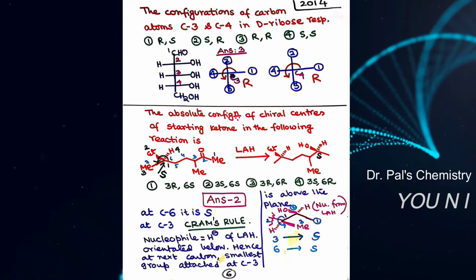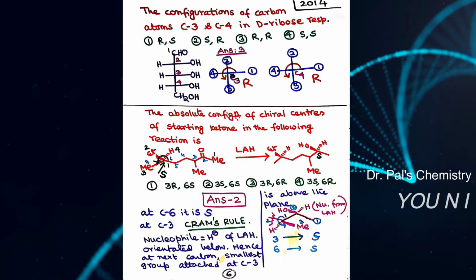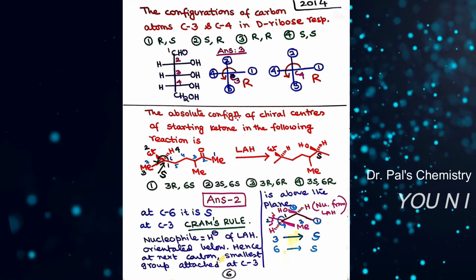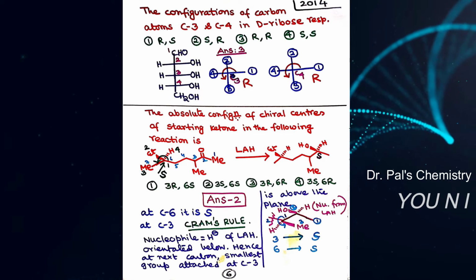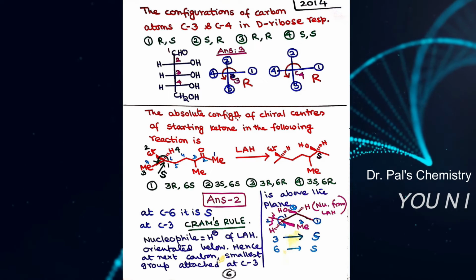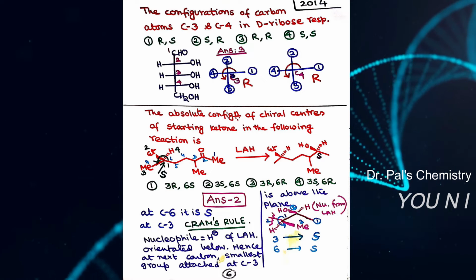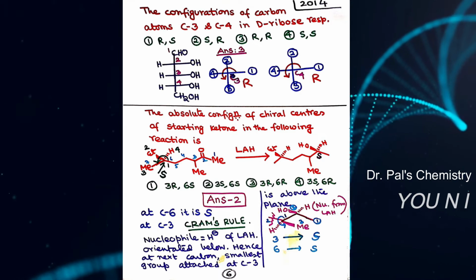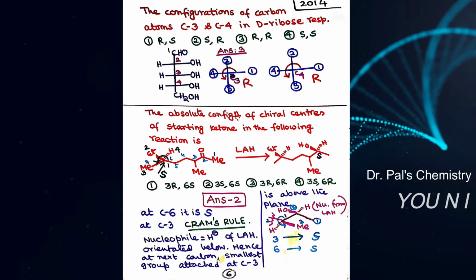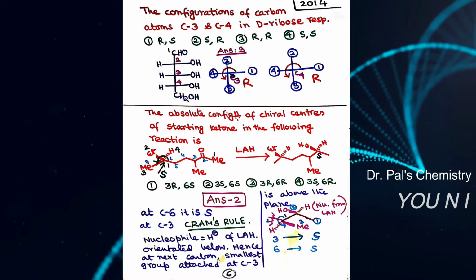Now if we do the sixth center, which is also a chiral center, the long chain is the first priority, ethyl is the second priority, methyl is the third priority, and hydrogen is the fourth priority, which is at the back side. So here also 1, 2, 3 is anti-clockwise. So the sixth center also has the S absolute configuration. Therefore our final answer is 2 and not 4.